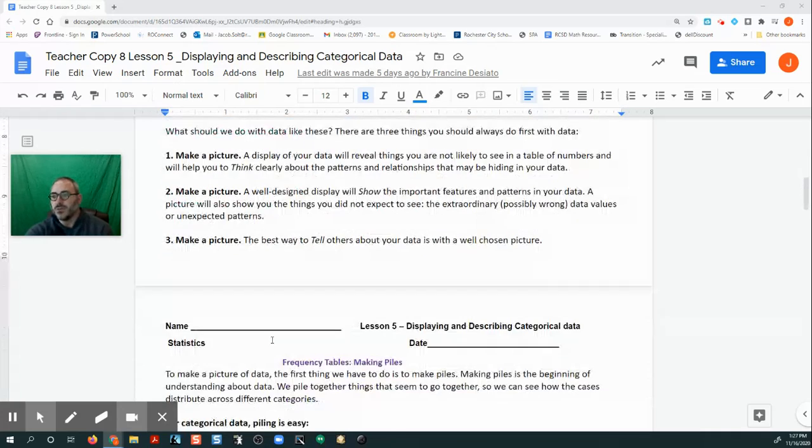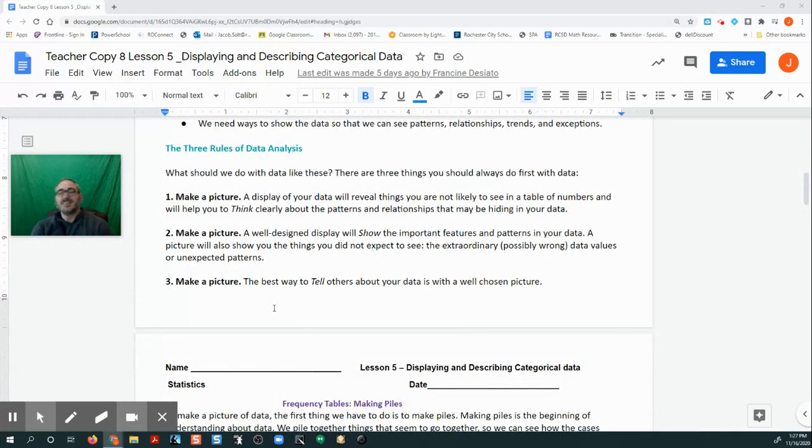So there are 3 rules of data analysis. Remember, statistics is all about the organization and analysis of data. What should we do with data like this? There are 3 things that we should always do first with data. We should make a picture, make a picture, make a picture.